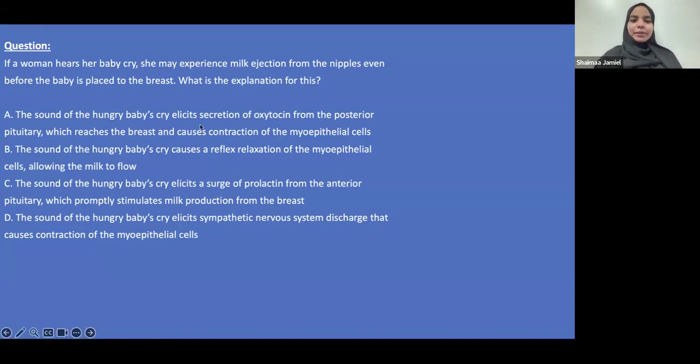If a woman hears her baby cry, she may experience milk ejection from the nipples even before the baby is placed to the breast. What is the explanation for this?